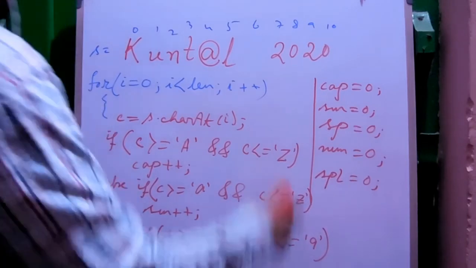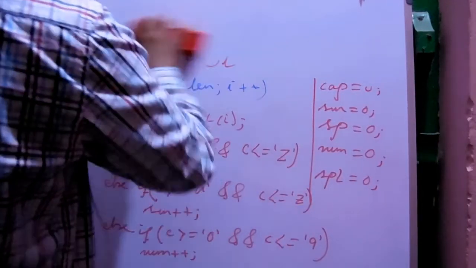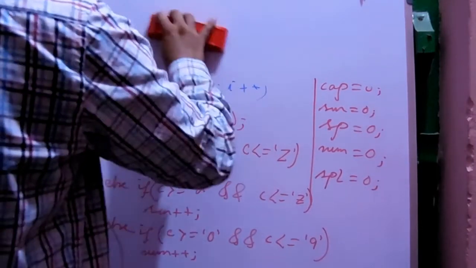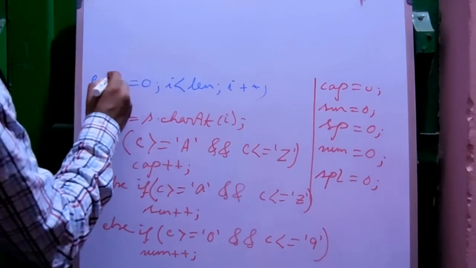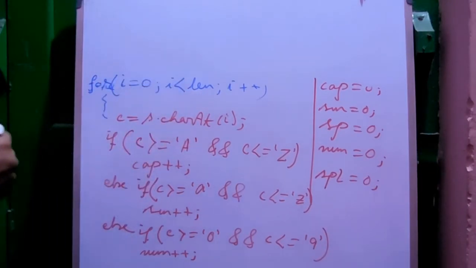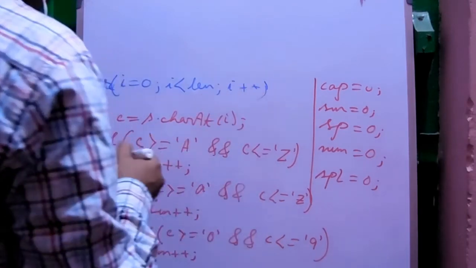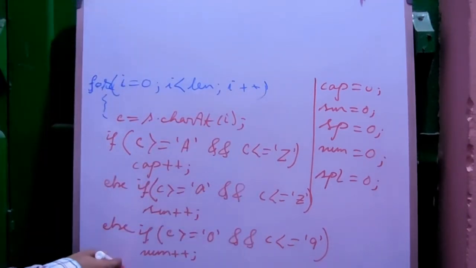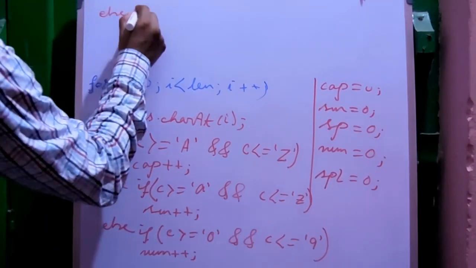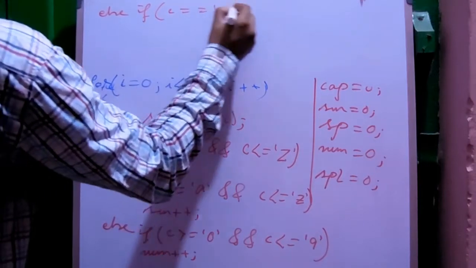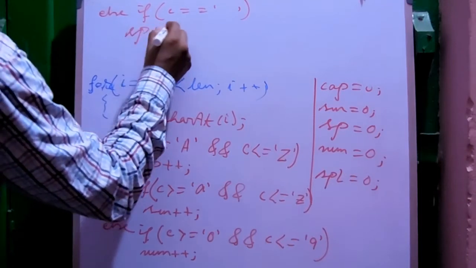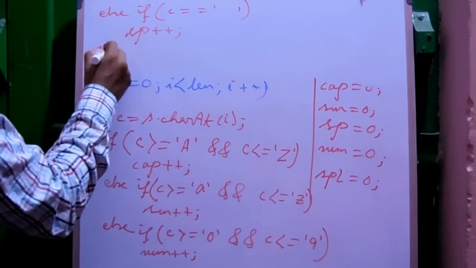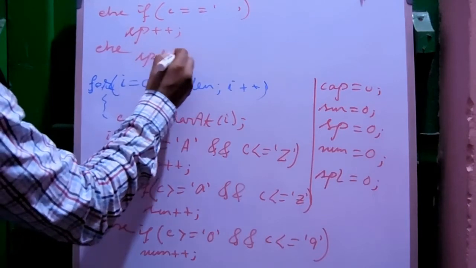If not, I am showing in this upper area, because due to lack of space you will not get that place. And this is the bracket. Then next else if I am writing over here. After that, if it is not, then again we check is it space or not. Else if C is equal to space, just simply one space. If yes, then SP, meaning space, will be plus plus. If it is not that also, then only else, special will be plus plus.